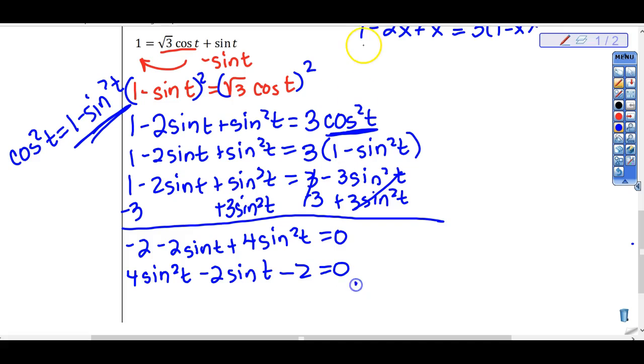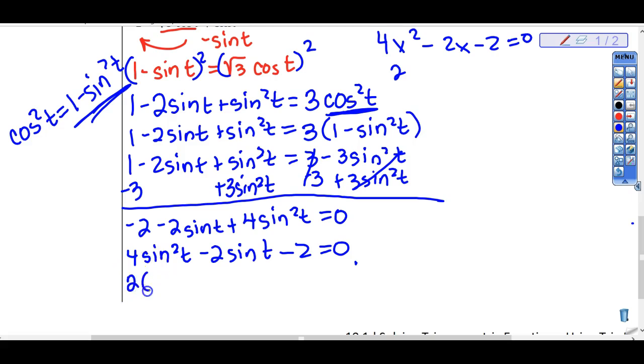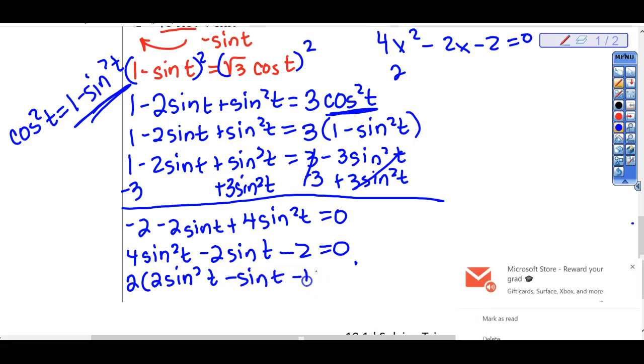Now at this point, I'm pretty much in this situation: 4x squared minus 2x minus 2. What would you do in this situation? Would you try to factor? Would you go to the quadratic formula? What would you do? Factor what? Factor out a 2? Oh, I like that you saw that. Okay, let's factor out a 2. So that would be 2 times 2 sine squared t minus sine t minus 1.